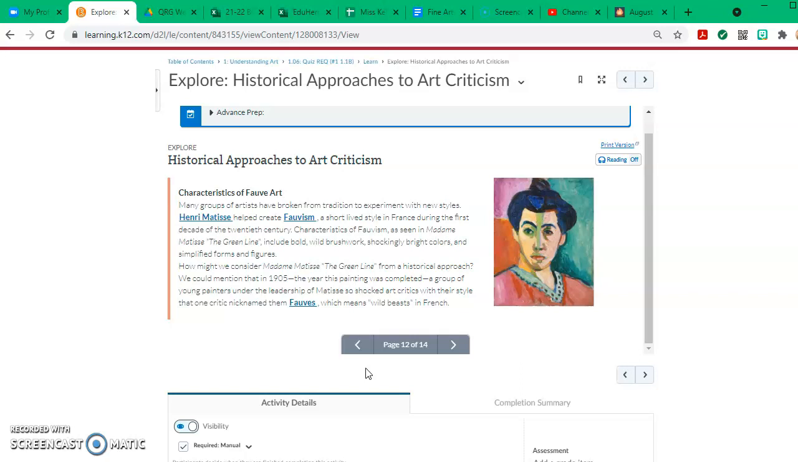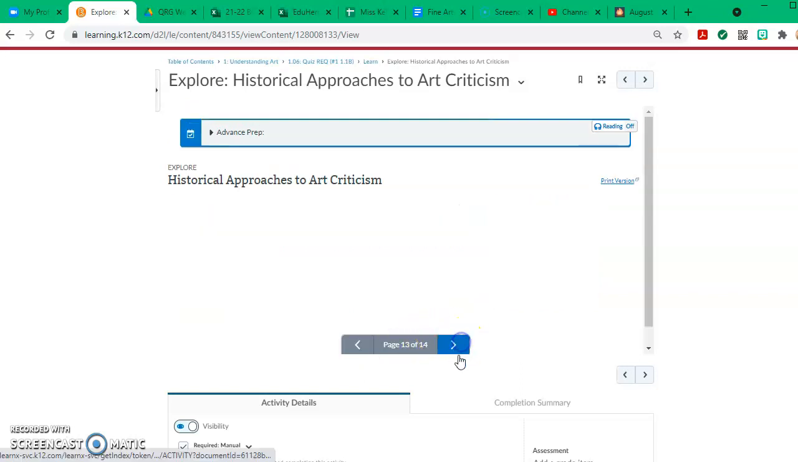We could mention that in 1905, the painting was completed. A group of young painters under the leadership of Matisse so shocked art critics with their style that one critic nicknamed them the Fauves, which meant wild beasts in French.